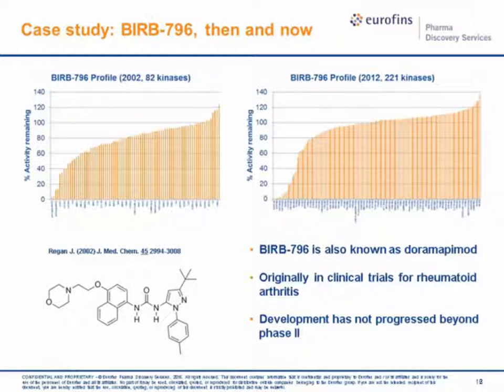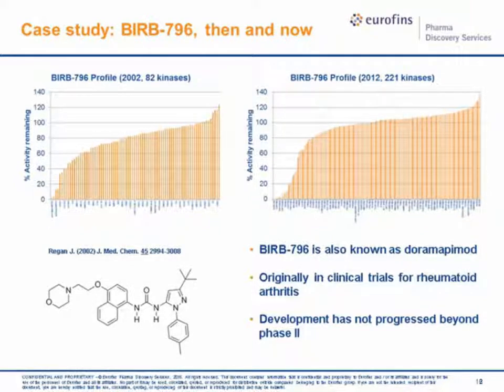So this slide, looking at BIRB796, is a good example of the then and now approaches. On the left-hand side, at the top left, is the profile of BIRB796. We did discuss it a little bit earlier. It was developed as a p38 inhibitor for rheumatoid arthritis. And looking at the profile at the top there, albeit it is single-point screening, it shows what looks like a relatively clean profile with very few activities noted towards the left of the graph there.